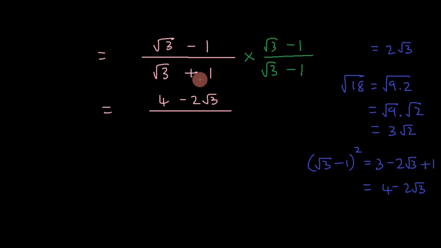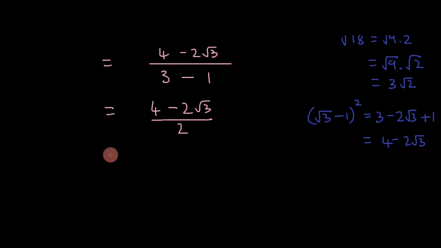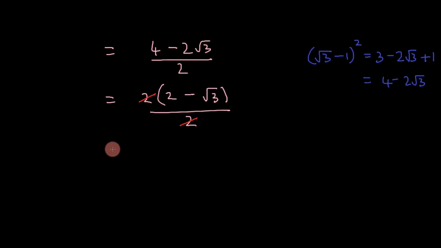Then multiplying out the denominators, it will be a difference of squares. So we square the first term minus, and we square the second term. So we're left with 4 minus twice root 3 over 3 minus 1, which is 2. Now we can take out a common factor of 2 in the numerator. So 2 into 4 twice. So we have 2 minus root 3 all over 2. And of course, the 2's will cancel. So we are left with 2 minus root 3.